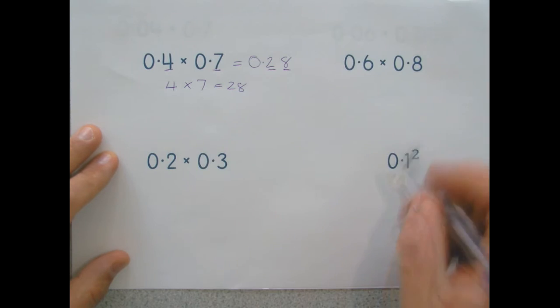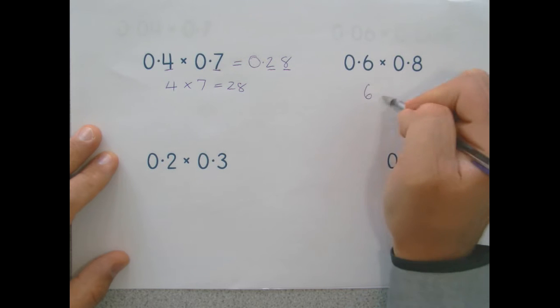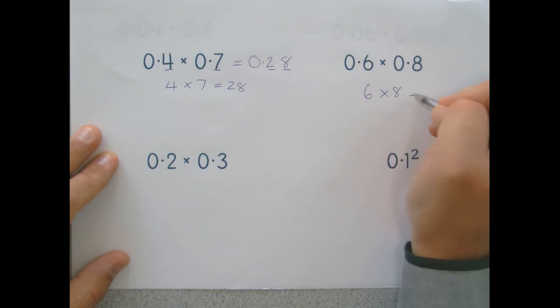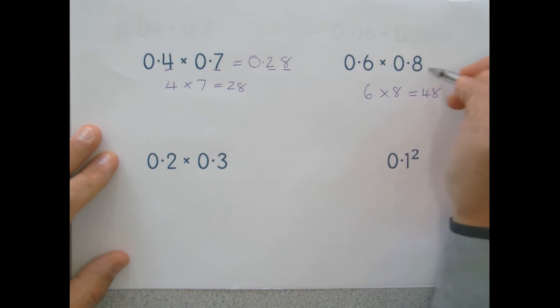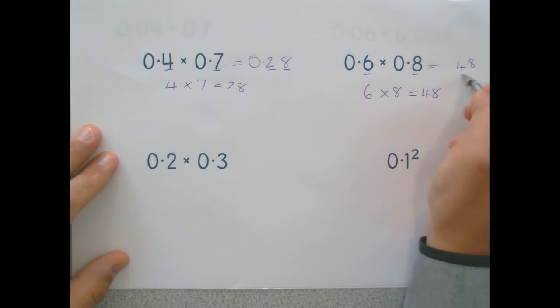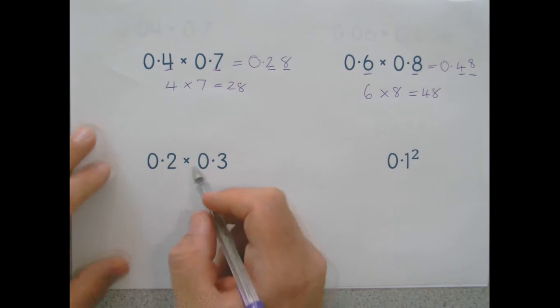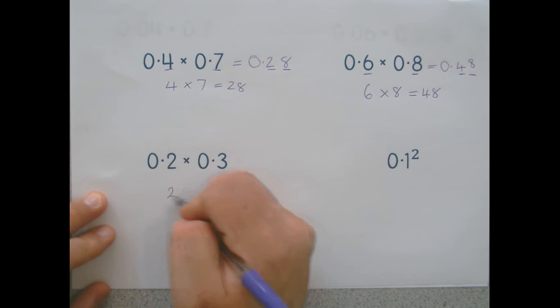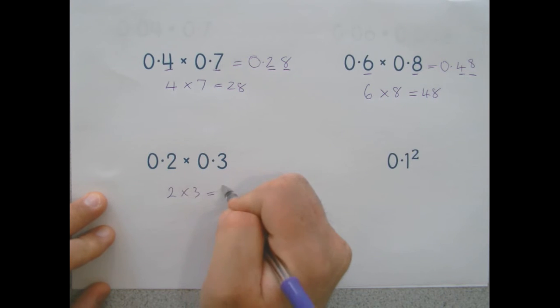Okay, when we look at the next one, again ignore the decimal points. So 6 times 8, which is 48. Write our answer here. And then, of course, 2 decimal places. So 2 in the answer. So 0.48.